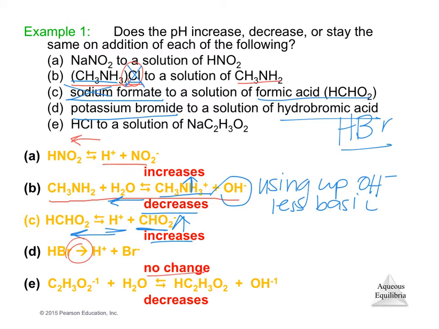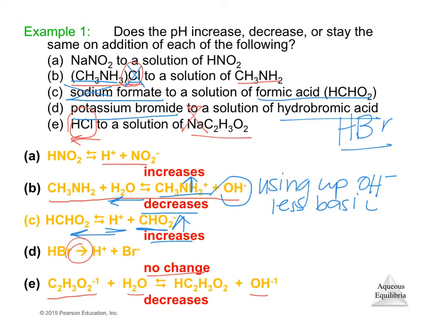And then E, you're adding HCl to a solution of NaC2H3O2. So HCl is being added. This is the strong electrolyte that you are adding to essentially a salt solution. Now again, remember, Na has no effect at all. So what we're focusing on is C2H3O2 minus. That's a base, adding it to H2O. So C2H3O2 minus will accept a proton, and that gives us acetic acid and OH minus.